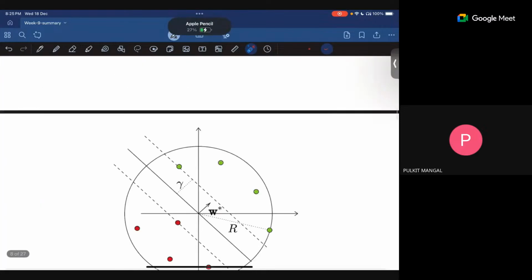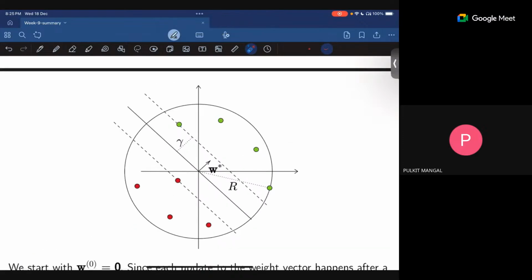And visually these two assumptions look like this. Our data points are linearly separable with gamma margin. The margin is the distance to the point which is closest to the decision boundary. And all the data points lie inside some ball of radius R centered at the origin. So these are the two assumptions that we need to prove that the perceptron algorithm will converge if you have a data set that is linearly separable with some positive margin.